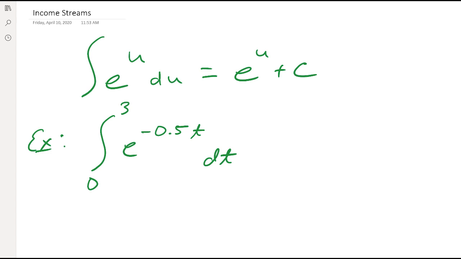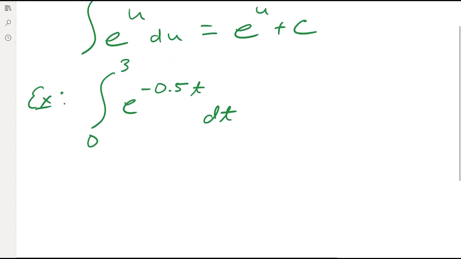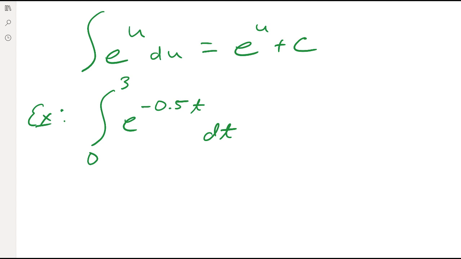Okay, so this is similar to the integrals you'll be seeing in this section. All right, so we're going to use u substitution here. If it's an e to the u issue, we're going to let u equal just the exponent. So u is going to be negative 0.5 t, right? And then du is going to be the derivative of negative 0.5 t, which is negative 0.5 dt this time, because we took the derivative with respect to t.